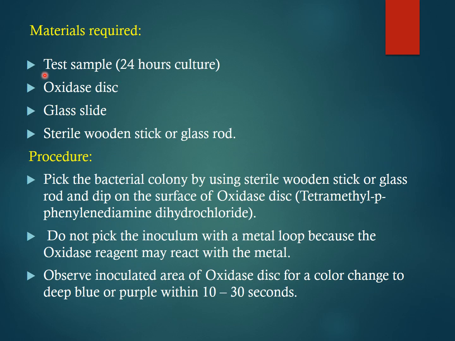Materials required: test sample. Here a 24 hours culture is recommended for better results. Oxidase disc, glass slide, sterile wooden stick or glass rod. Procedure: pick the bacterial colony by using a sterile wooden stick or glass rod and dip on the surface of the oxidase disc. Do not pick the inoculum with a metal loop because the oxidase reagent may react with the metal and it may cause false positive results. After that, observe the inoculated area of the oxidase disc for a color change to deep blue or purple within 10 to 30 seconds.